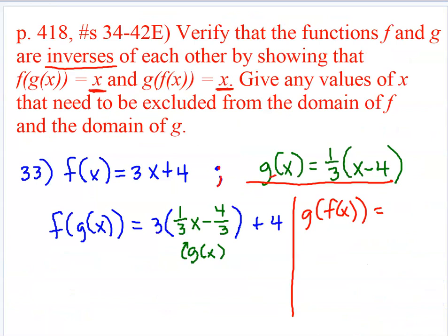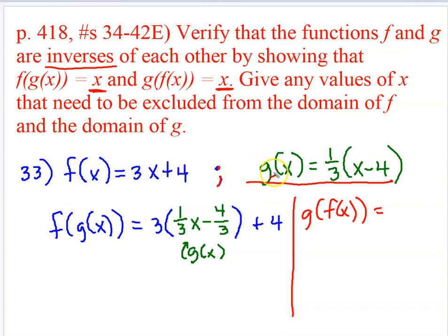Okay, now we're going to be proving that two functions are inverses of each other by doing composites. And that's what you'll be doing in 34 to 42 even. So we did this in Algebra 2 as well. So hopefully this will refresh your memory.